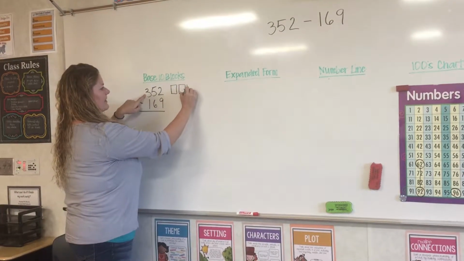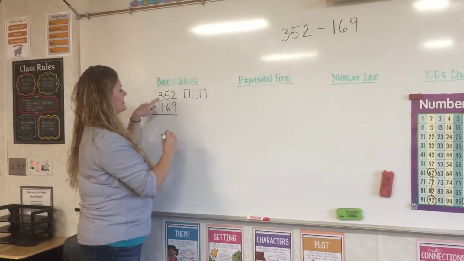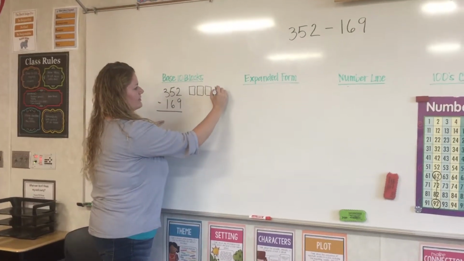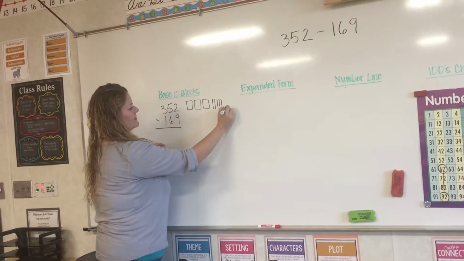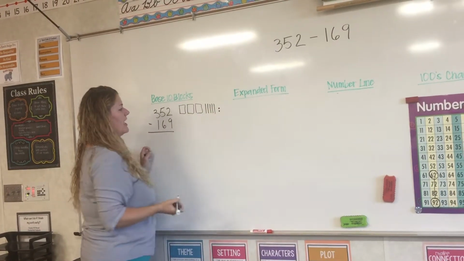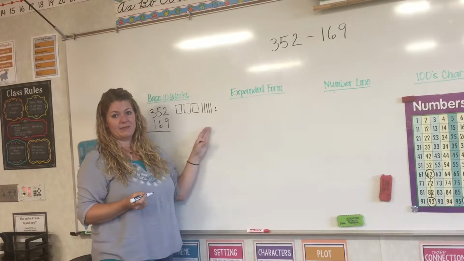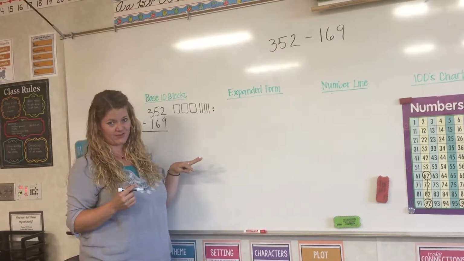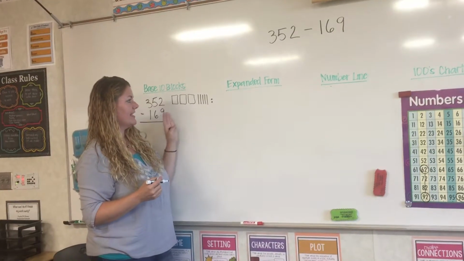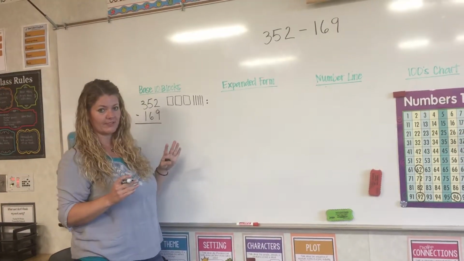So these squares are representing my big hundreds blocks. 5 tens, so 10, 20, 30, 40, 50, and 2 ones. 1, 2. Now with subtraction, when we're doing the base 10 blocks, we don't draw the bottom number. We just cross out the bottom number. So here we always start with our ones.